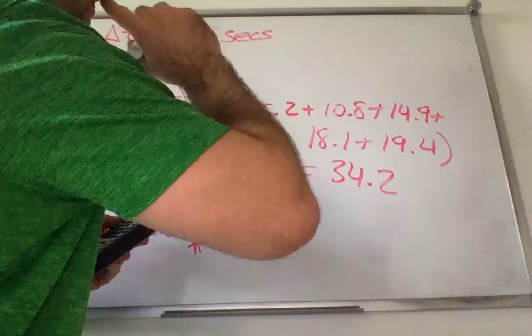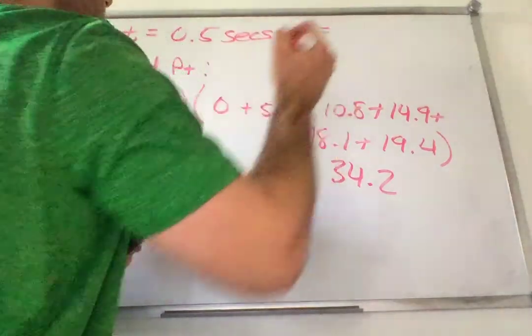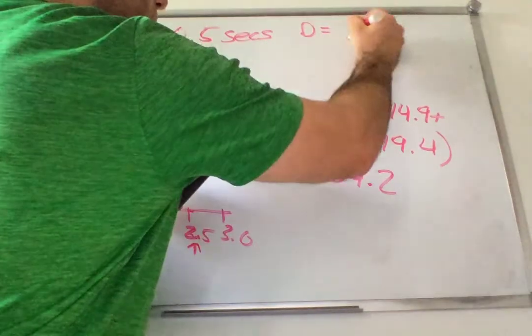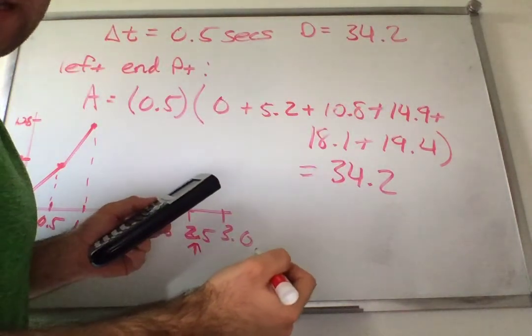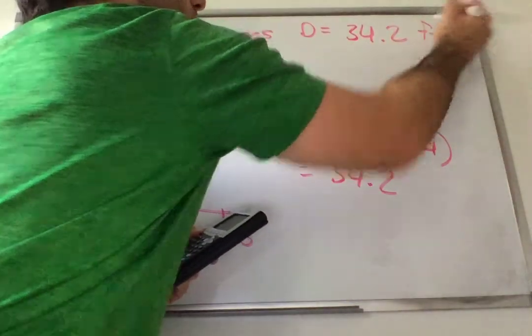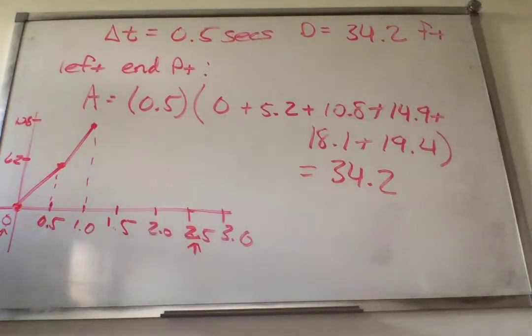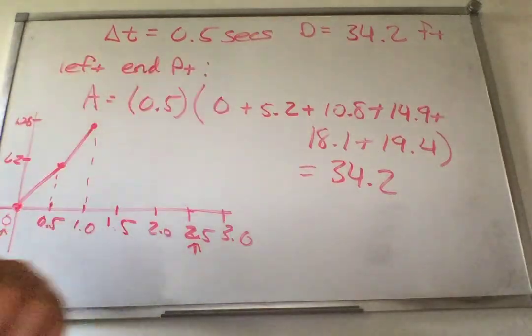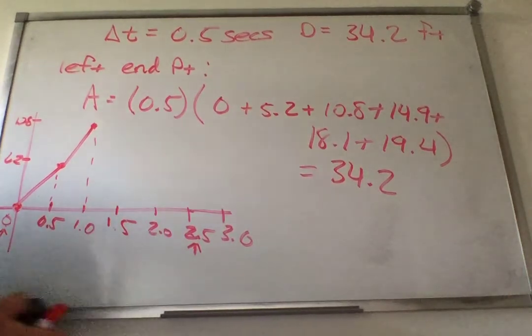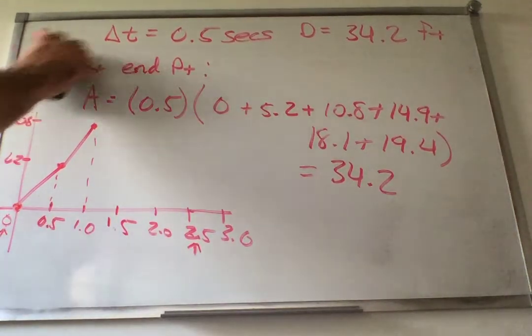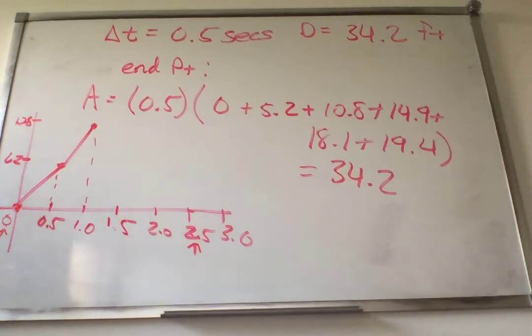34.2. So the distance that she traveled is 34.2. Let's see, what are these units in? These are in feet. So in the first 3 seconds, she traveled approximately 34.2 feet. Now, let's go ahead and do the right endpoint approximation.